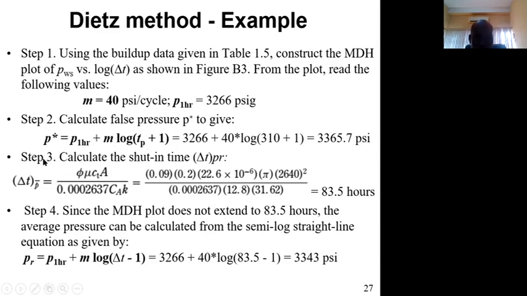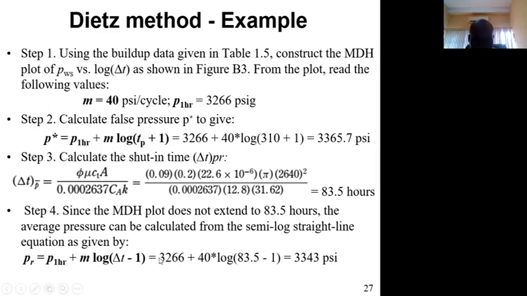The shut-in time based on this equation, if you substitute, gives you 83.5 hours. Your test duration didn't extend up to 83.5 hours, so this equation is used. The average pressure is equal to P1 hour plus M times the log of shut-in time, and this is the shut-in time obtained from here.